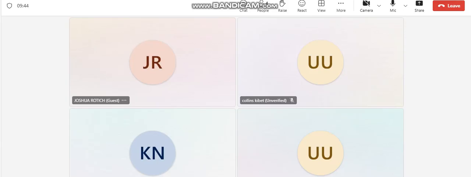And then the next key concept that we are going to do is types of volumetric analysis. We normally have 3 types of volumetric analysis. The first one is acid-base titration.